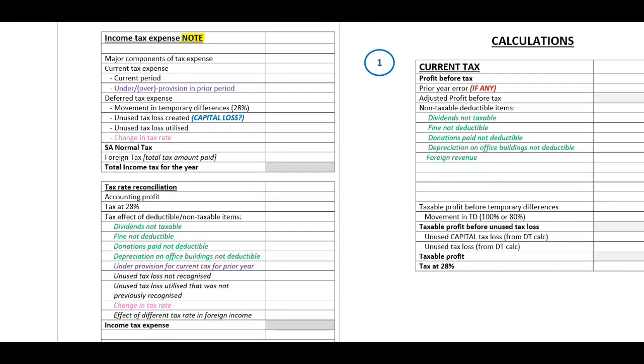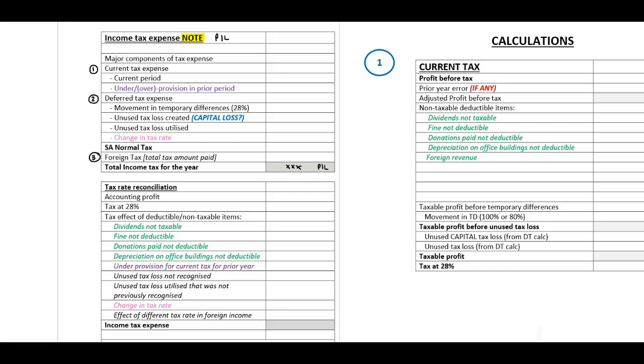Okay, now, when we look at our income tax expense note, remember this is the amount in terms of our profit and loss statement. Therefore, the amount at the bottom should agree to our profit and loss statement. Our income tax expense note consists of major components of our tax expense. The first component will be our current tax expense. Then we have our deferred tax expense and we have our foreign tax. Now, let's first have a look at our current tax expense.